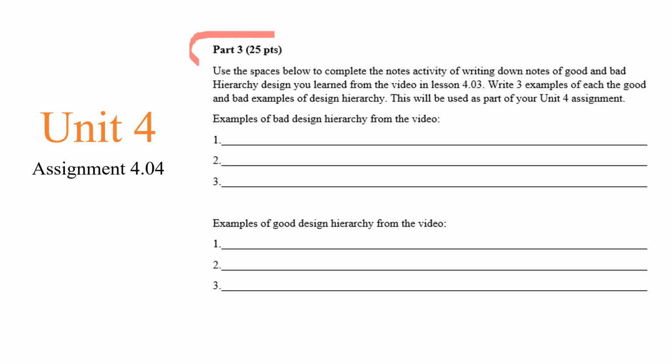All right, part 3 of the assignment, you'll notice this is going to be from lesson 4.03. Use the spaces below to complete the notes activity. Write down notes of good and bad hierarchy design you learned from the video in lesson 4.03. Write 3 examples of each, the good and the bad of the hierarchies. Okay, so if you've already done 4.03, you can copy paste right into here. You can write down 3 examples of bad design hierarchy and write 3 examples of good hierarchy.